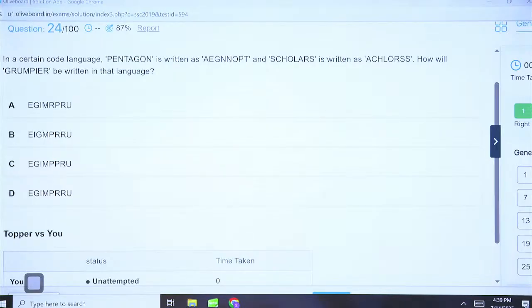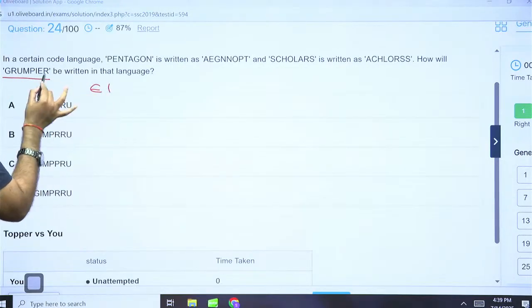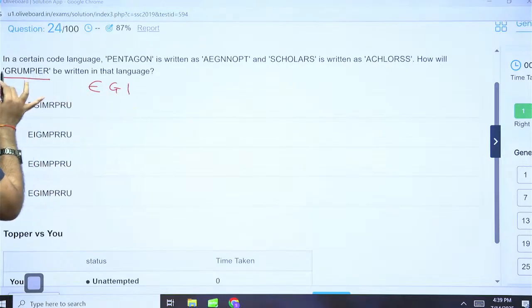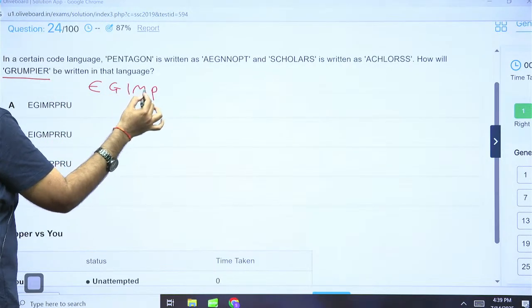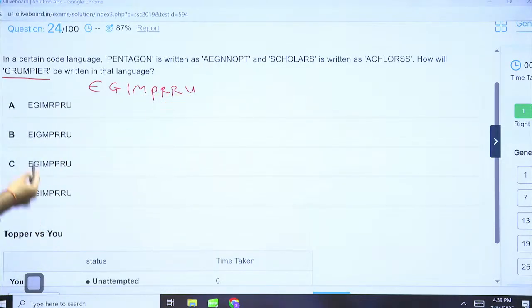Now there are two ways to arrange this in alphabetical order. You have to arrange Grumpier, so you can start directly by numbering the place values. So we'll start with E, 5, then we'll have 7, then we'll have 9. After 9, we have 13, then we have 16. Then we have 18, 18, 21. That's it. You can check for the answer. EGIM PRRU.